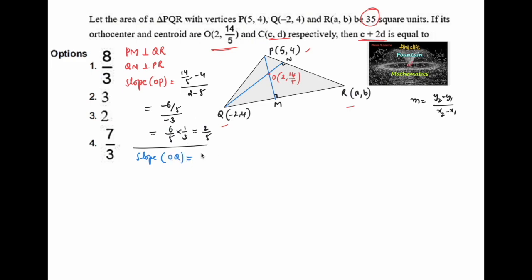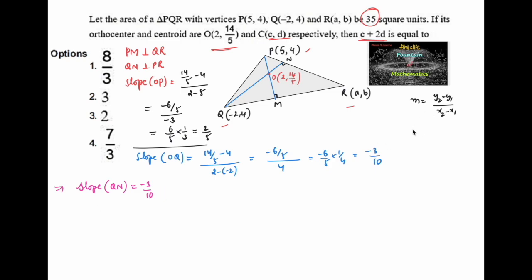Slope of OQ is equal to 14 upon 5 minus 4 divided by 2 minus of minus 2. So which is equal to minus 6 by 5 divided by 4. That is minus 6 by 5 into 1 by 4. That is minus 3 by 10. Slope of OQ is equal to minus 3 by 10. So which also implies here slope of QN is equal to minus 3 by 10.